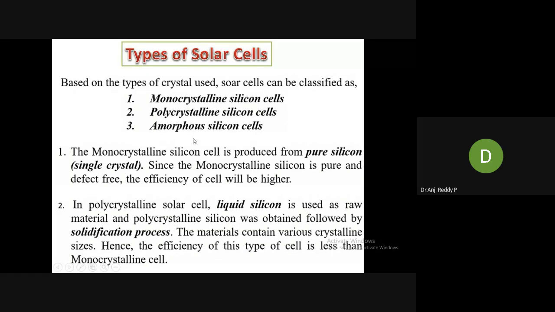Amorphous silicon. Amorphous silicon means we have to deposit a silicon layer on a substrate. See here, amorphous silicon was obtained by depositing silicon films on a substrate like a glass plate. Here also, we have to take the silicon and heat it up to its melting point.